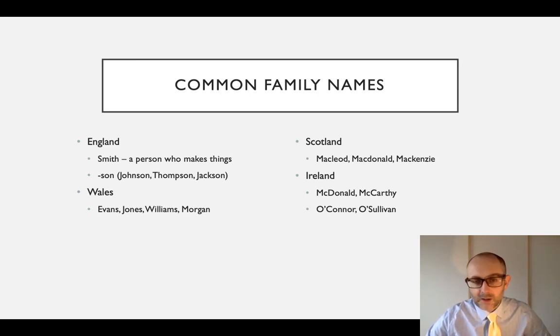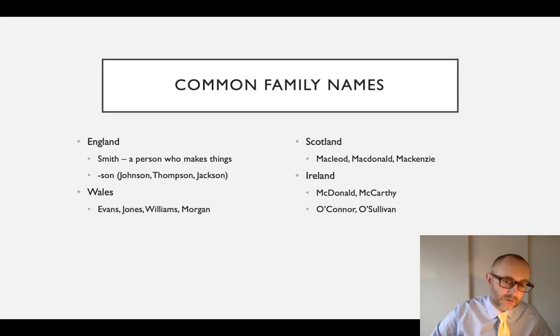Okay? So iron, it could be pots and pans, it could be even the metal shoes for horses. A blacksmith would make those. Also, family names finishing in S-O-N, so Johnson, Thompson, Jackson. So that son means son of. So Johnson, son of John, or John's son.